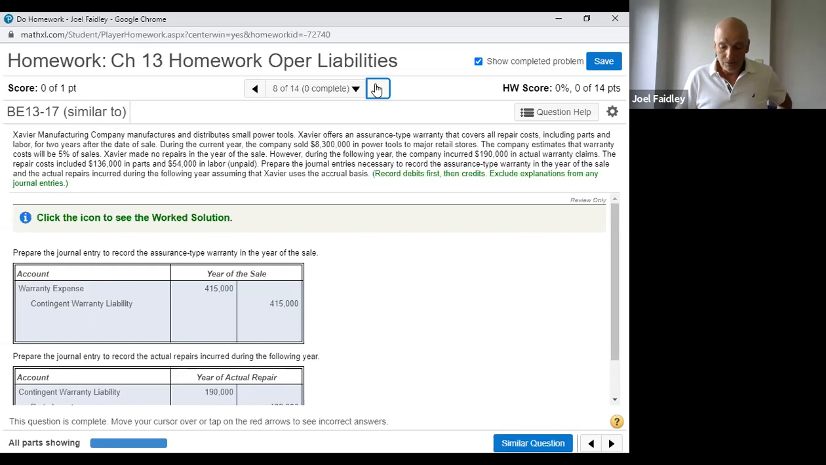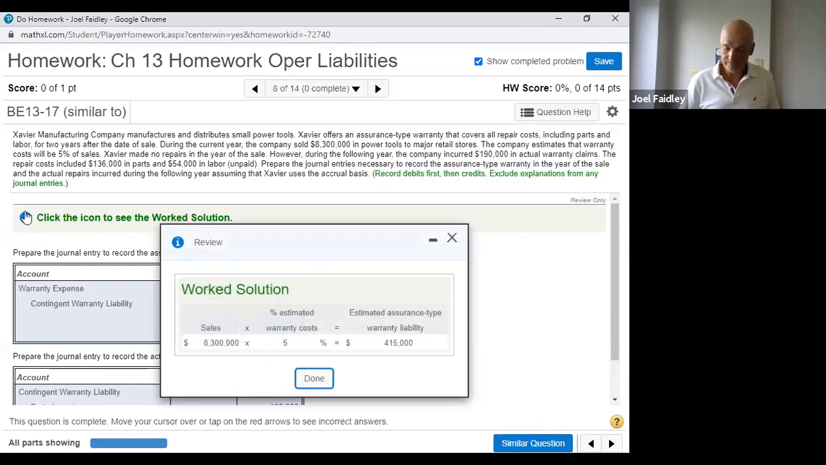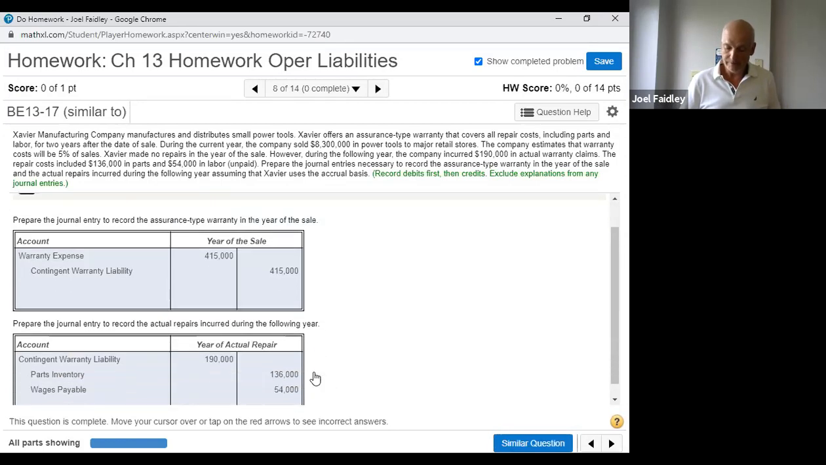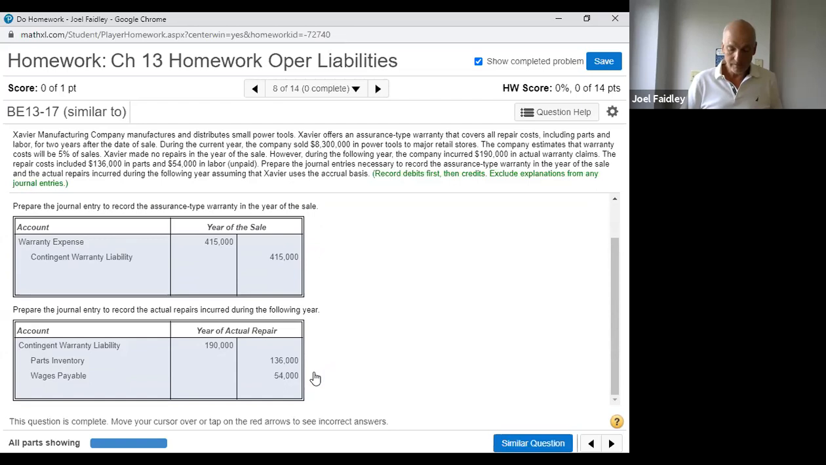All right, so here we've got the estimate is 5% of total sales. So 5% of 8.3 million is going to be my 415,000. Right, 5% of 8.3, there's my 415,000. And this is based on empirical evidence. Then it says in the year following, the company incurred 190,000 of actual warranty claims. So we have set up that warranty, 415,000, and 190,000 is coming out of that 415. Correct? 415, 190.